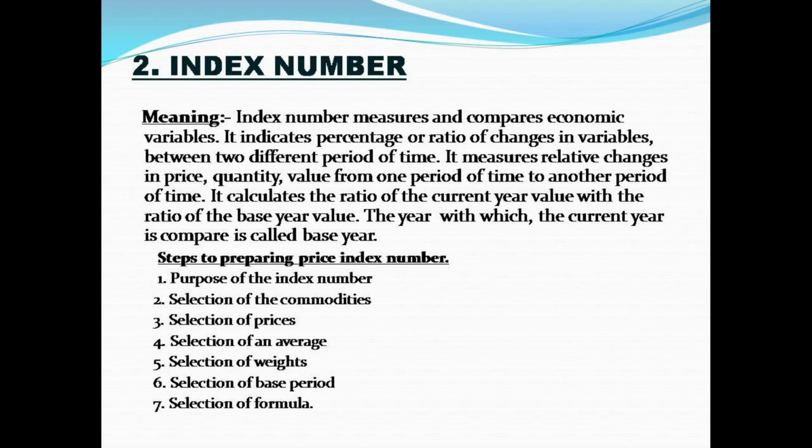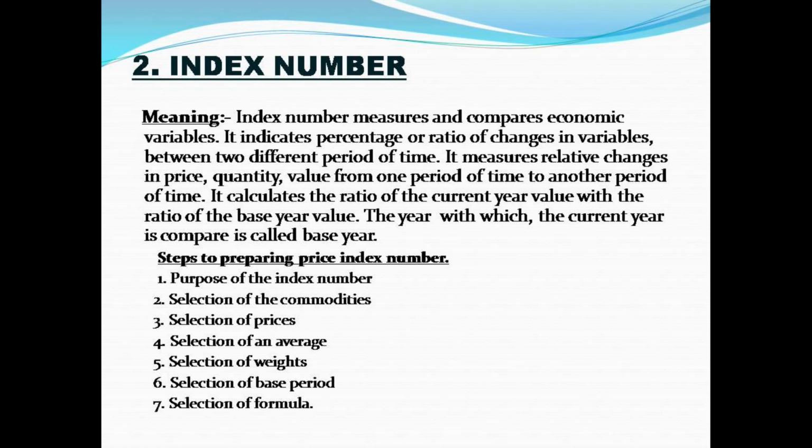Selection of an average. Since index numbers are averages, the problem is how to select an appropriate average. The two important averages are the arithmetic mean and geometric mean. The arithmetic mean is the simpler of the two, but geometric mean is more accurate. However, the average prices should be reduced to price relatives either on the basis of the fixed base method or the chain base method.